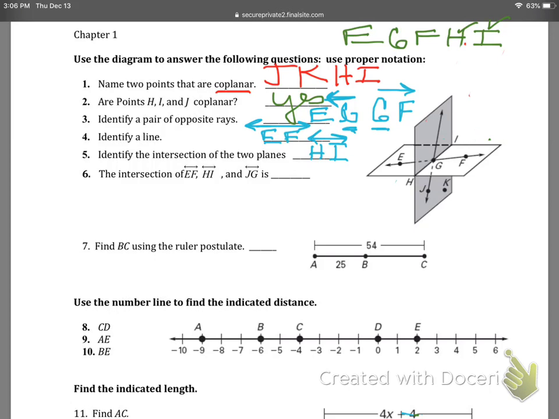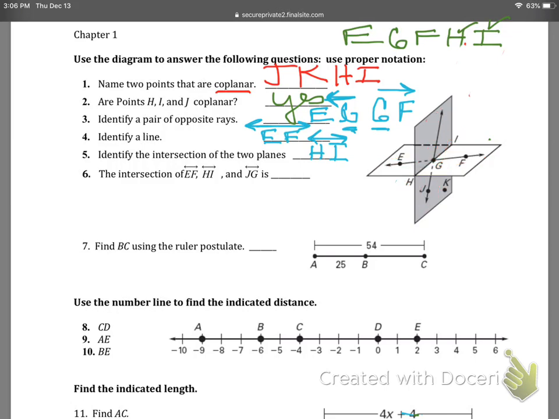So looking at question 6, what does it say? It says the intersection of, it looks like 3 lines. Line EF, so where is EF? EF is right here. And then line HI, which is right here. And then line JG, which is right here. So what I'm seeing is they intersect at this point right here.